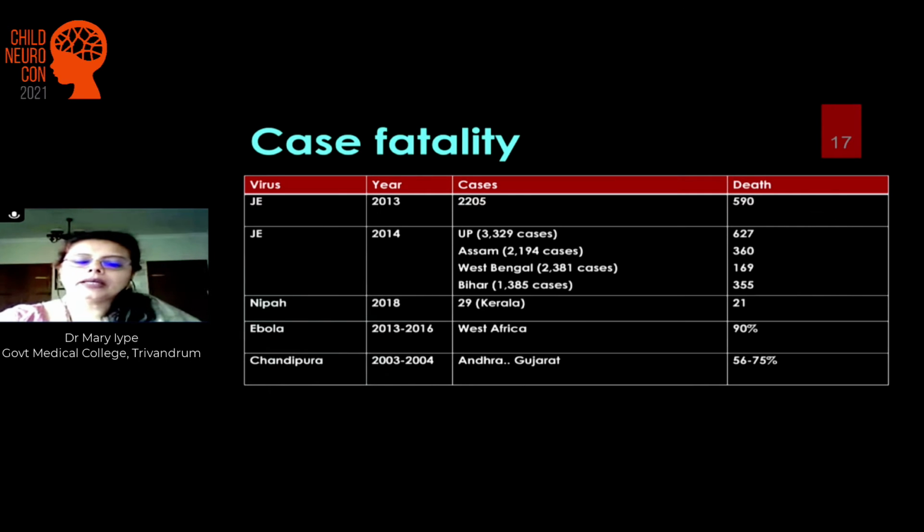Nipah virus encephalitis, which occurred in 2018 in Kerala, there were 21 deaths among the 29 identified cases. Ebola is another killer disease. Reported in West Africa in 2013-16, the death rate was 90%. Chandipura virus is called the killer virus. In 2003-4, it occurred in Andhra Pradesh and Gujarat, and the case fatality rate was up to 75%. So the case fatality makes viral encephalitis a very important issue.